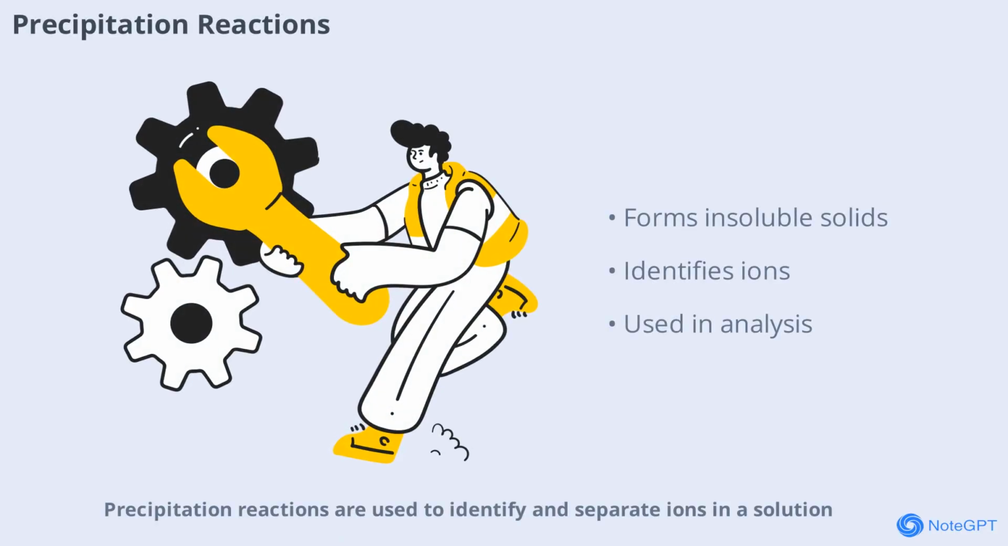Precipitation reactions are used to identify and separate ions in a solution. When two solutions are mixed, an insoluble solid called a precipitate may form. Observing the formation of a precipitate helps chemists detect the presence of specific ions. These reactions are commonly used in qualitative analysis and can also be part of gravimetric analysis for quantitative purposes.